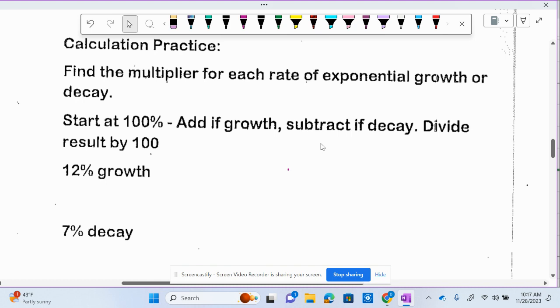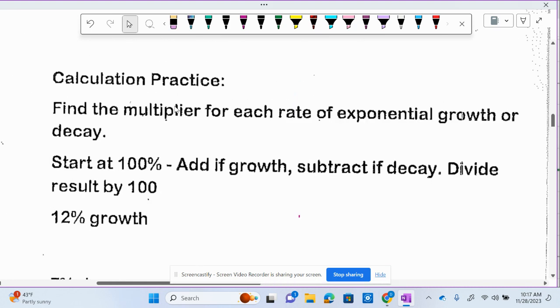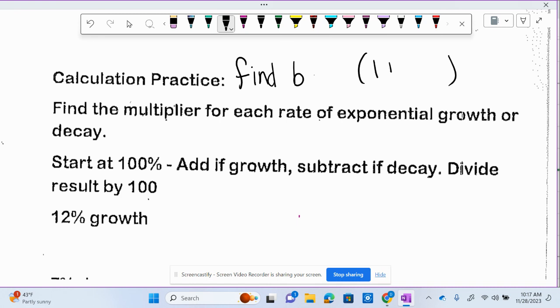Okay. So let's talk about calculation practice. We are trying to find B, which is that value inside the parenthesis. It's either the 1 plus or minus the rate. We're trying to simplify that, okay? So the word problems never tell you if you're going to add or subtract. You have to know what they mean by the words that they use, okay?